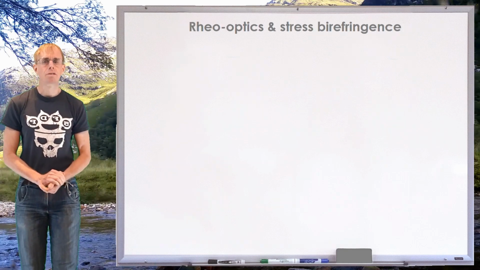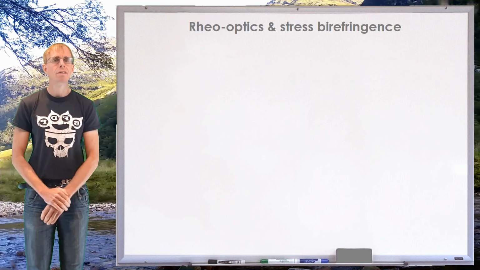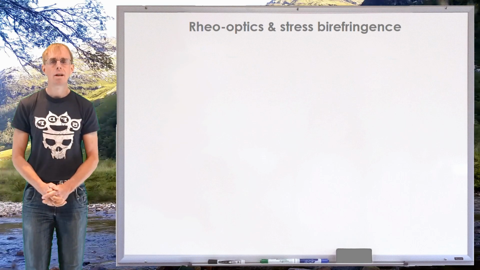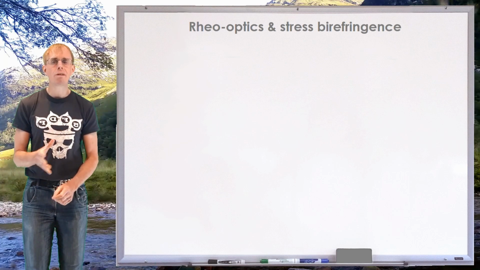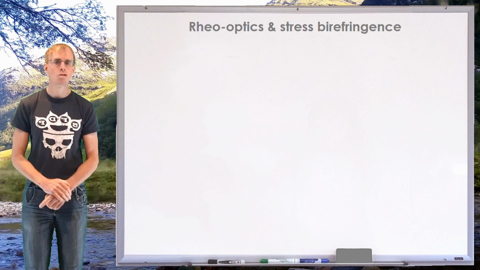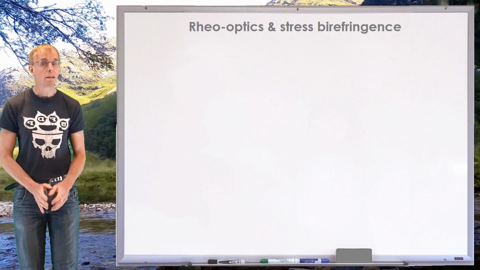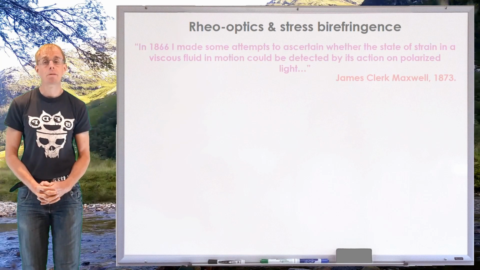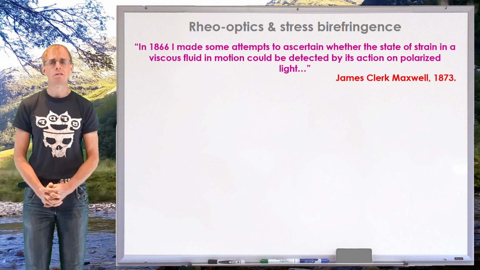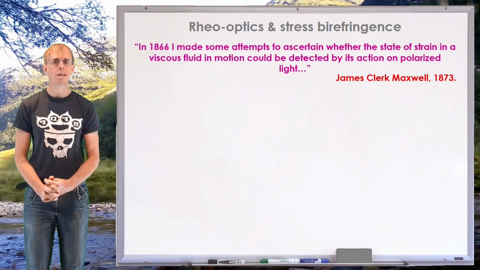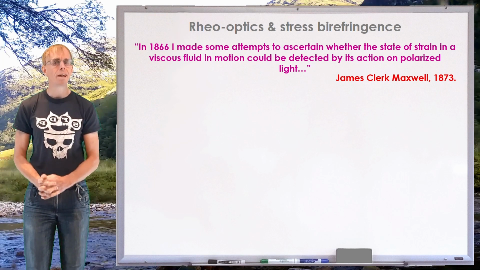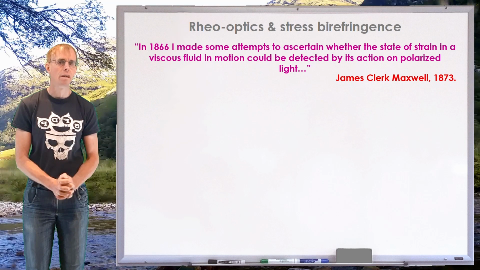The final thing I'd like to talk about is a very elegant technique that allows us to see a stress field in a flow. And this is a very, very brief overview of the subject of rheo-optics and stress birefringence. The techniques actually go back a very, very long time. In 1873, James Clerk Maxwell wrote, "In 1866, I made some attempts to ascertain whether the state of strain in a viscous fluid in motion could be detected by its action on polarized light."